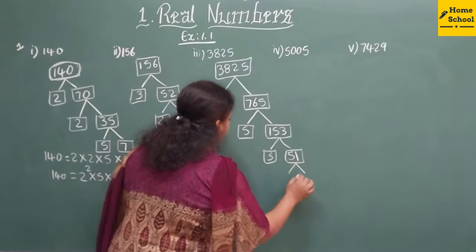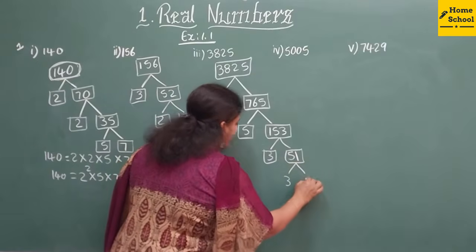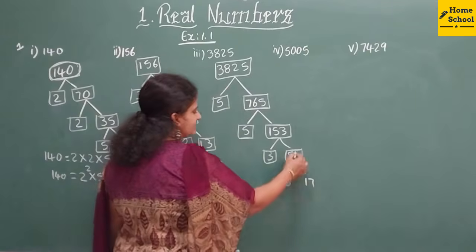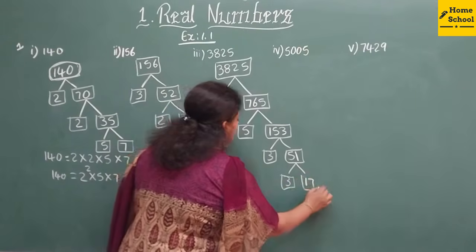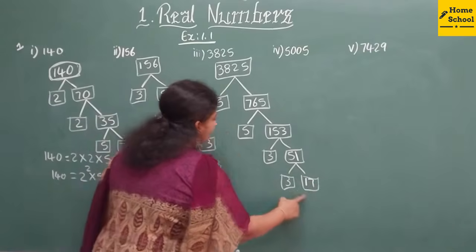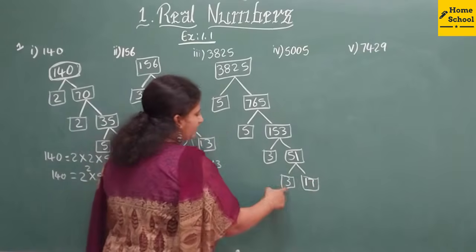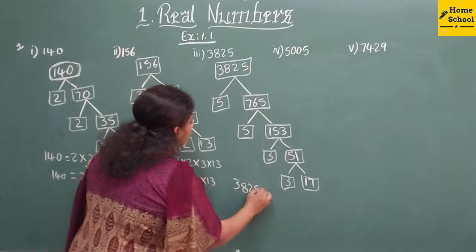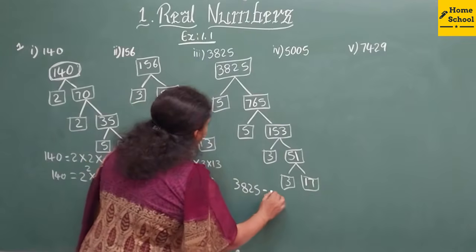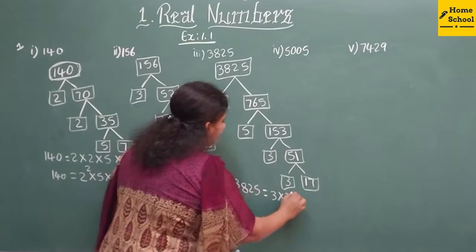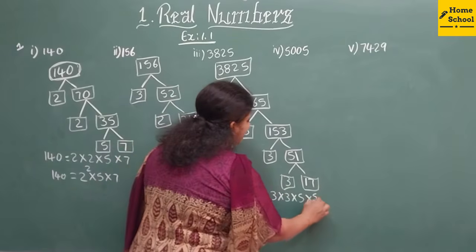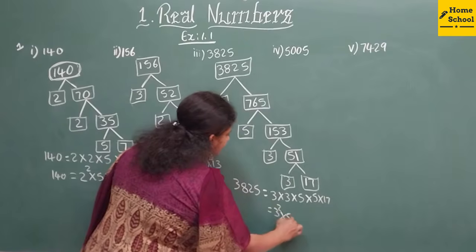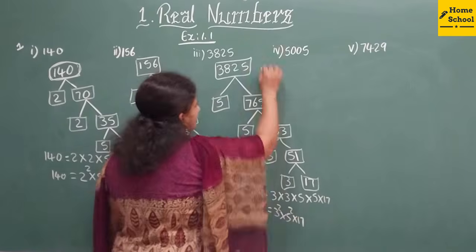51. Again we can write it as 3 ones are 3, 3 sevens are, that is 17 threes are 51. So now observe what all the prime factors are here: 5, 5, 3, 3, 17. So write that 3825 is equal to 3 into 3 into 5 into 5 into 17. That is 3 square into 5 square into 17.